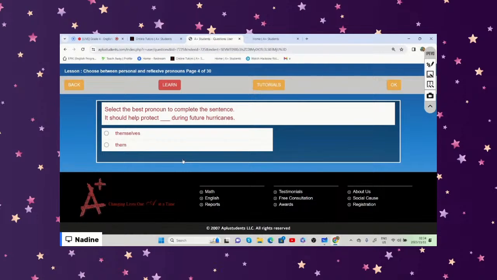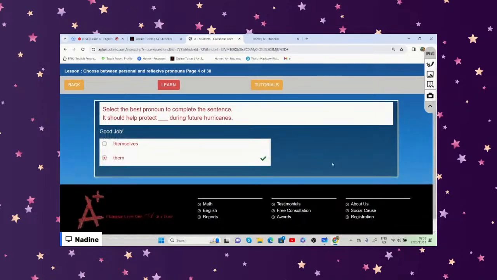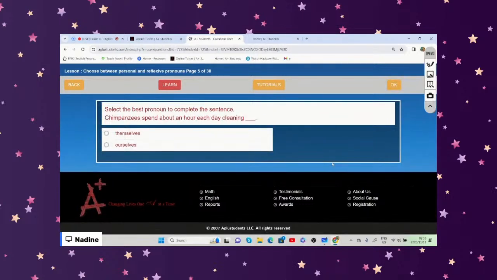All right, remember we said that if the pronoun refers to the subject, then we say either themselves, yourselves, and so on. But if it refers to something else or someone else, then we use the personal pronouns. So we can say it should protect them during future hurricanes. So them, which is the personal pronoun. Well done. Them is correct.